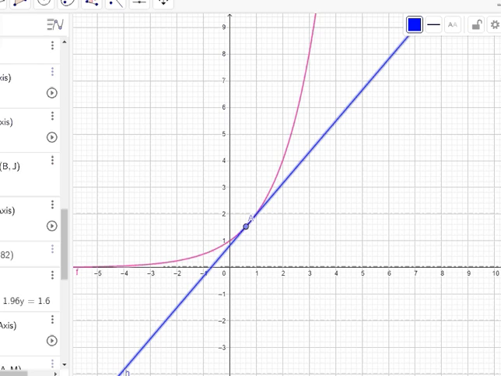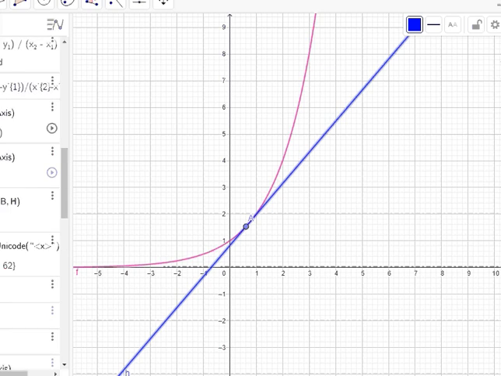remember that what I want to find is the slope of that tangent line. Remember that the slope of a line is y2 minus y1 over x2 minus x1. But here the problem is that you have only one point on this tangent line. And I want to find the slope at that point.